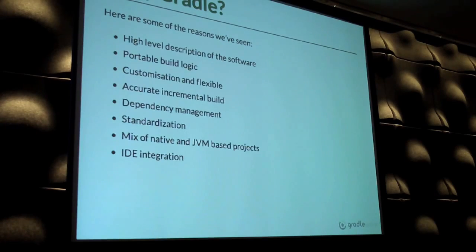Accurate incremental build, so you don't have to rebuild everything. Dependency management helps you with standardization across the organization, across your teams. It helps you deal with the differences between building JVM stuff and native stuff, and some IDE integration. So that's all there already. That's all in 1.7. Of course, there are lots of things we want to, as we've talked about, add.